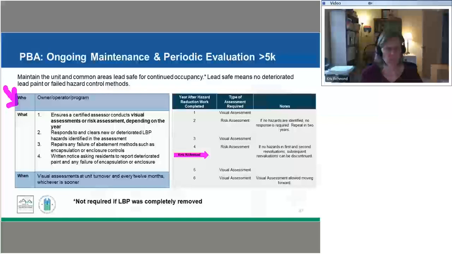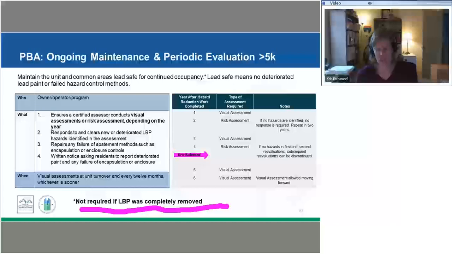If any deteriorated paint was identified, it would need to be done by someone trained in RRP. If we did find deteriorated paint, we would need to continue those risk assessments. We can't stop the risk assessments after year 4. That's only allowed if you do not see any additional hazards. And that visual assessment, again, is at unit turnover and every 12 months, whichever is sooner. Again, these ongoing maintenance and periodic reevaluations are only required when lead is still in the unit. It's not required if the lead-based paint was removed completely.